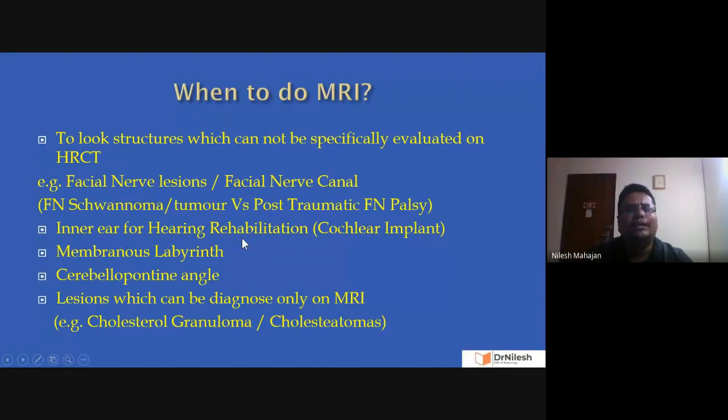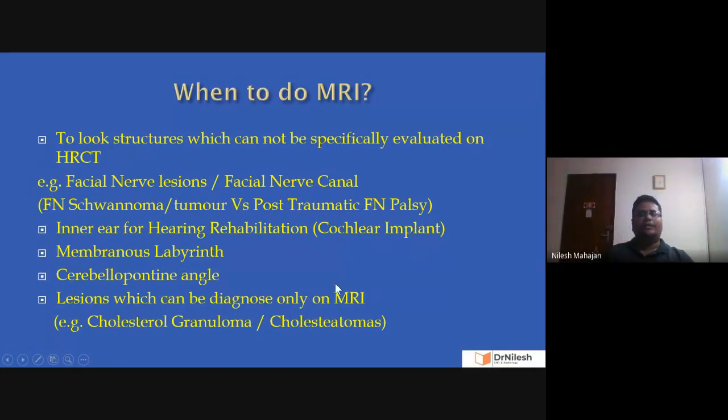Then inner ear for hearing rehabilitation, if you are thinking of a cochlear implant, then you have to see the caliber of the cochlear nerve. In those cases, you have to do MRI of the temporal bone. If you want to see the membranous labyrinth, you have to do MRI. The bony labyrinth will be seen on HRCT. The cerebellopontine angle is devoid of any bone, so HRCT temporal bone will not help you much in that region if the lesion is small.